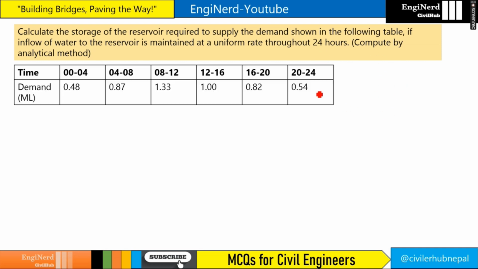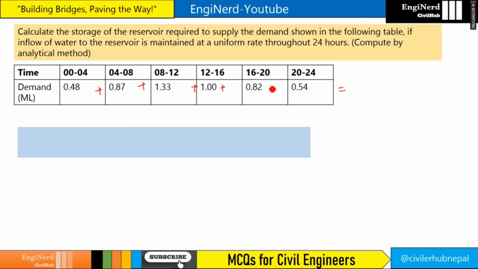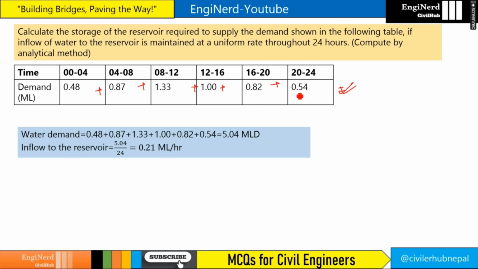If we see here, the demand table is given, from 00 to 04, that is 12 at night to 4 in the morning, then 4 to 8, 8 to 12, and similarly, and the demands are given as below. If we add all of these values, it will give the demand per day, in million liters per day. So it will be 5.04 million liters per day.